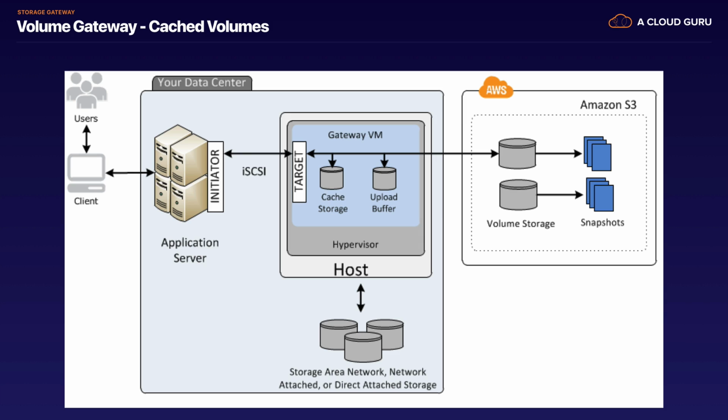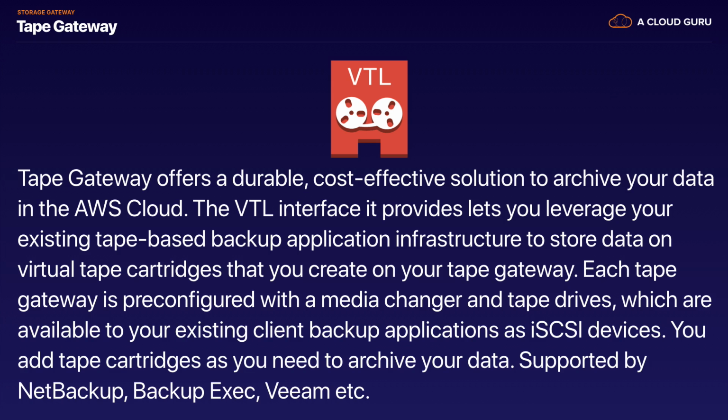So again, here's a diagram. We've got our users, we've got our application servers. It's connecting in through iSCSI to our host, and our host is running our virtual machine gateway, a gateway VM. This is also accessing SAN, storage area networking, which is basically like a big disk. And then the gateway VM is replicating our information over to S3. So that's how that one works.